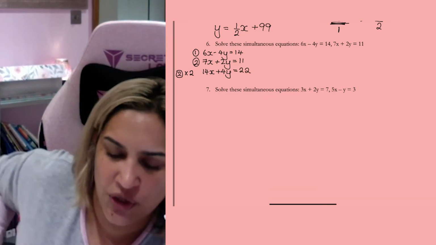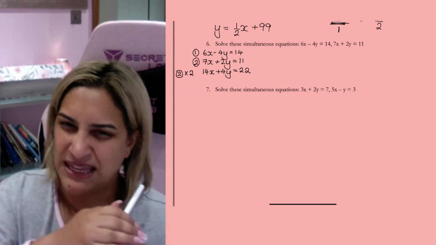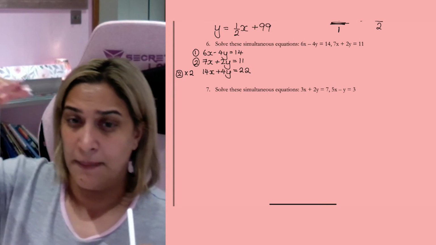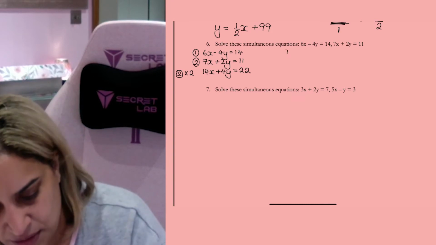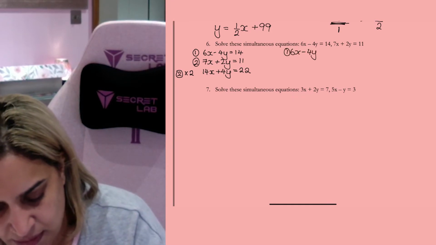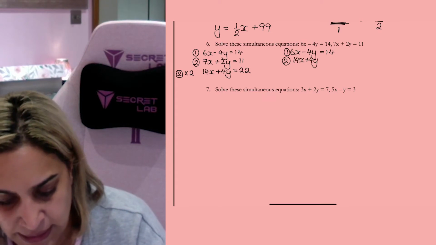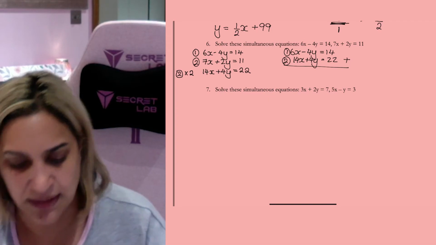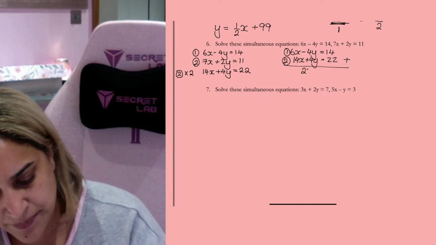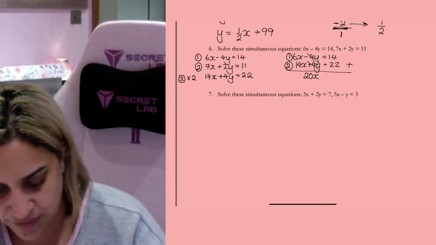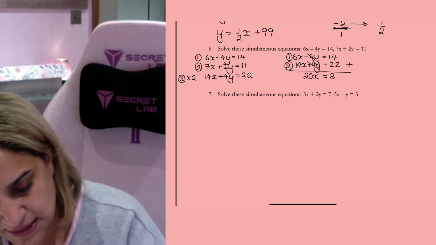And now I want to get rid of that 4y. Now if I've got a minus and a plus, I have to add them together, because -4 plus 4 just becomes 0. So if we rewrite them here so you can see it clearly, this stays the same. Your new 2 is 14x plus 4y equals 22. So if I add them together, 14 plus 6 gives me 20x. The 4y's cancel each other out. 22 plus 14 is going to give you 36.